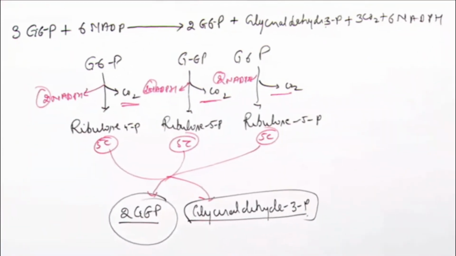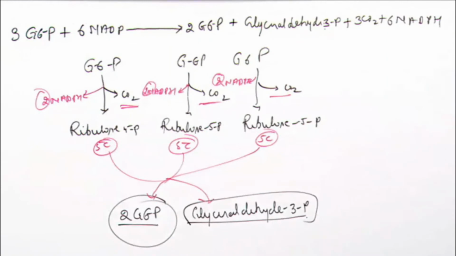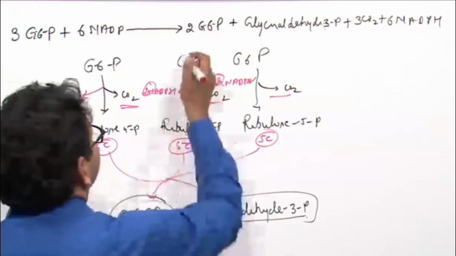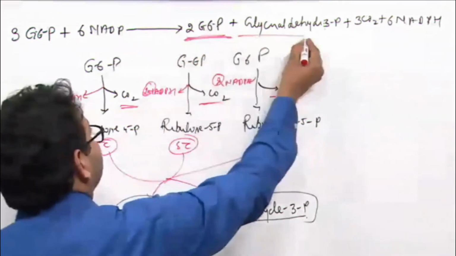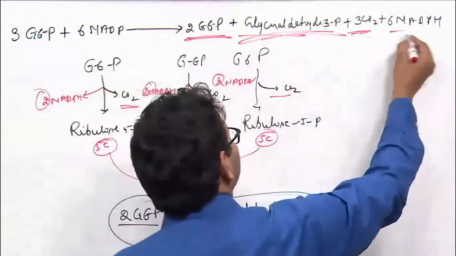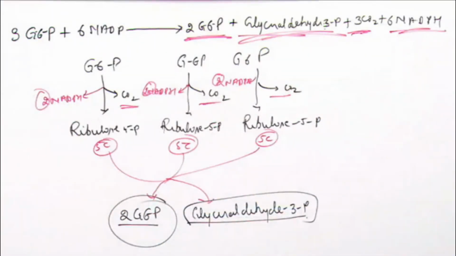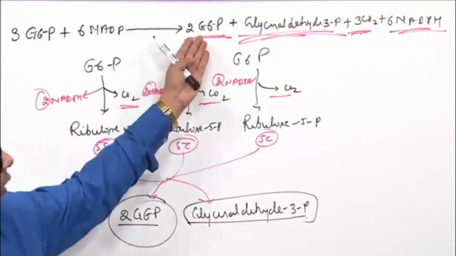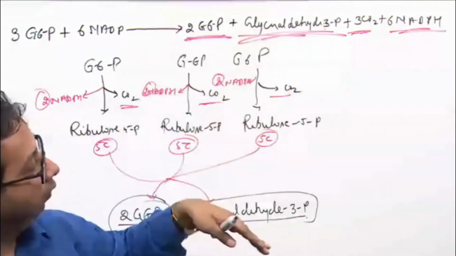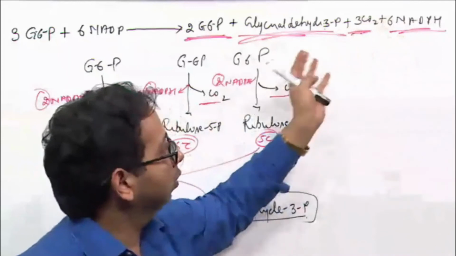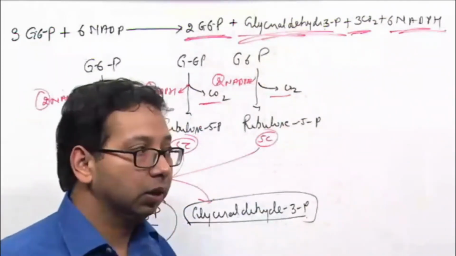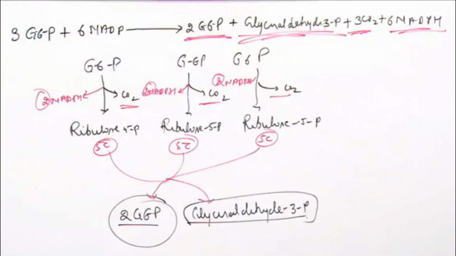This is overall reaction. If 3 molecules of glucose 6-phosphate enter HMP shunt, it will produce 2 molecules of glucose 6-phosphate, 1 glyceraldehyde 3-phosphate, 3 CO2 and 6 NADPH. Question asked: which of the following is not a product of HMP shunt? Option A, glucose 6-phosphate is a product. Option B, glyceraldehyde 3-phosphate, yes. Option C, 3 CO2, yes. Option D, fructose 6-phosphate. Answer will be fructose 6-phosphate. Fructose 6-phosphate is intermediate product, yes.